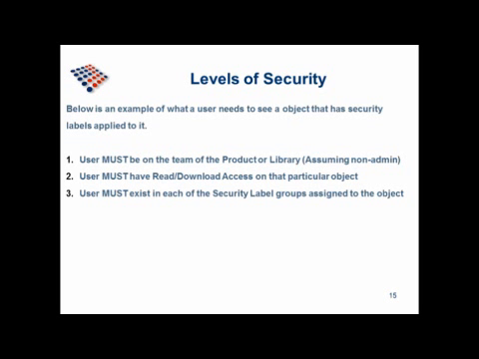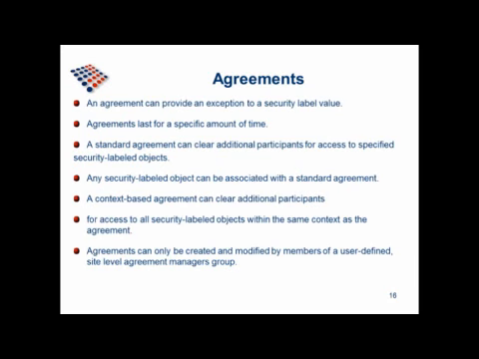Your second step is they must have read and download access to that particular object type. So if we're talking about a WTDocument and that particular user is in a role or has an access control that restricts them from seeing that particular object for some reason, again, they won't see it anyway. So the security label at that point doesn't really have any effect. And then the last level of security is those security label groups that they're assigned to.